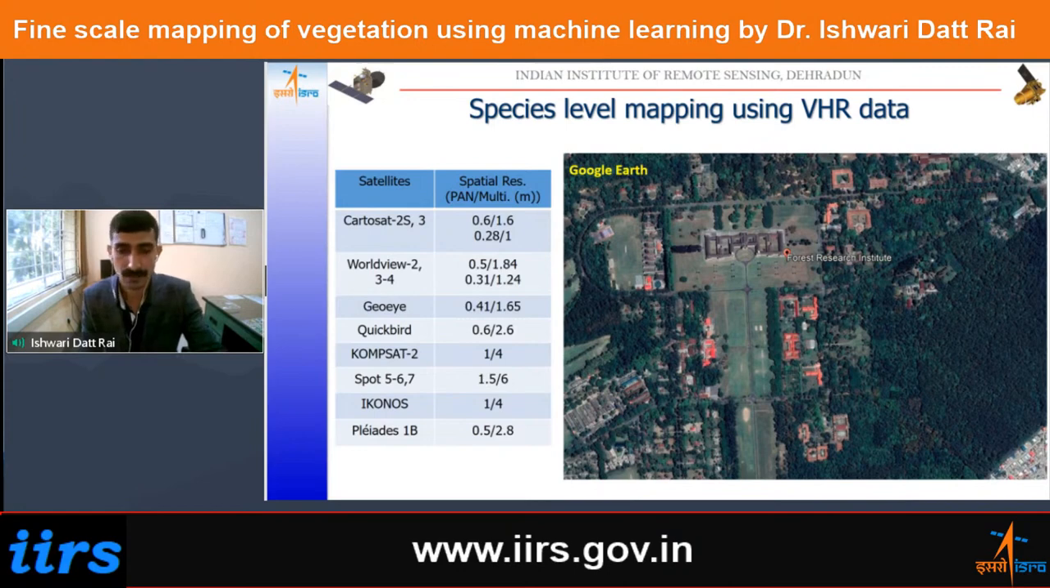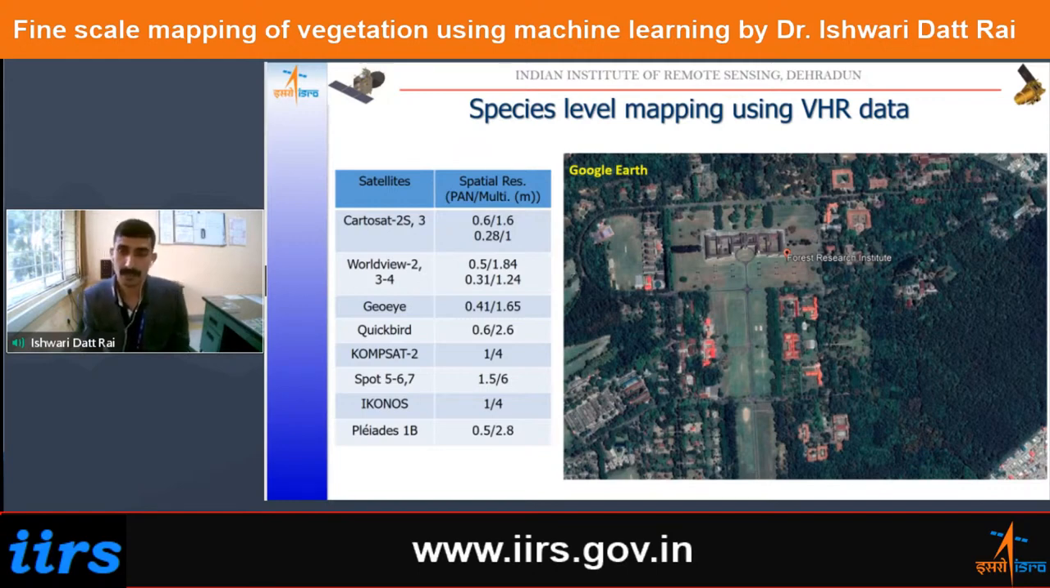Now, lastly, we will see one example of very high resolution data and its utility in mapping vegetation at very fine scales. As we know, pixel level classification cannot fully utilize the spatial information that we gather through very high resolution data, because of the canopy of the tree.